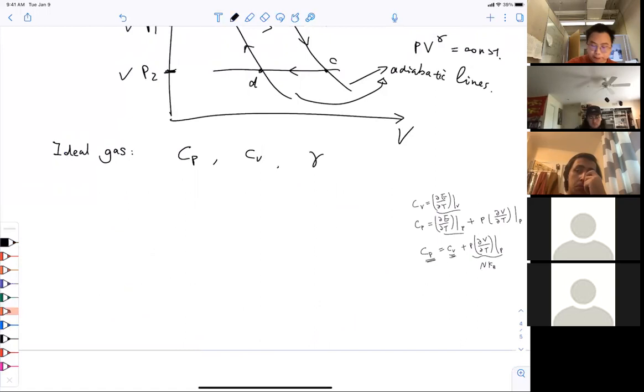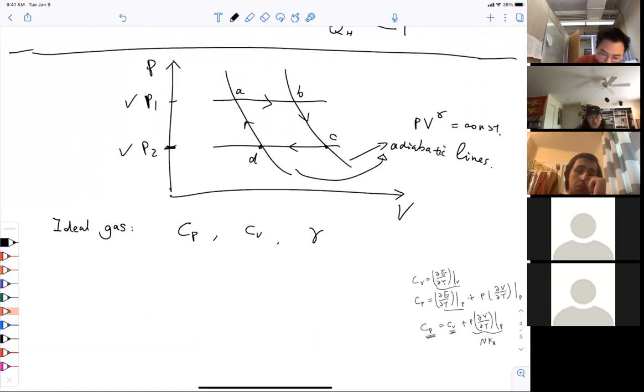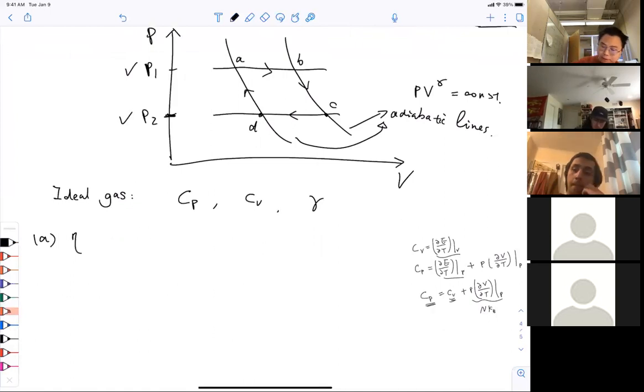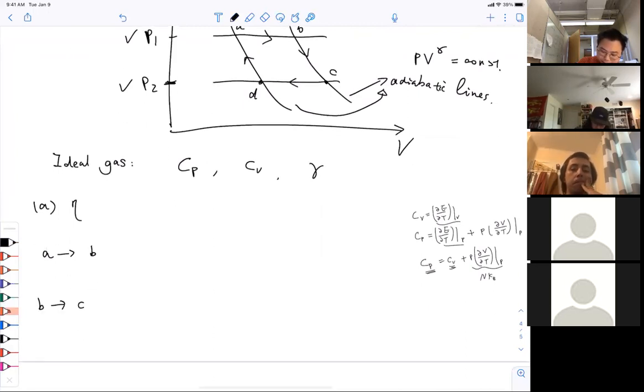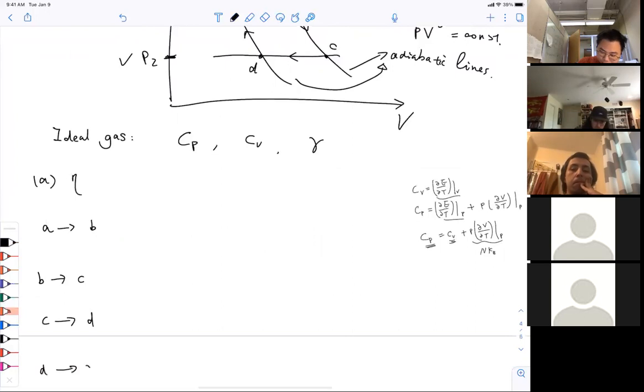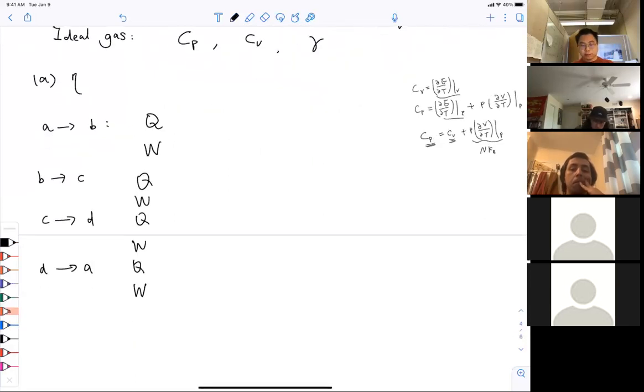Okay, now the question asks you to calculate the efficiency of this engine. For each process, for example, from A to B, B to C, C to D, and D back to A, you can calculate the heat absorbed or released by the system, and also the work done by the system on the environment. If you know those quantities, you can calculate everything you want.